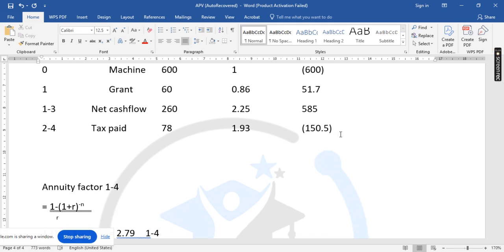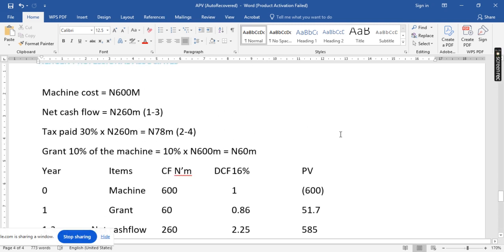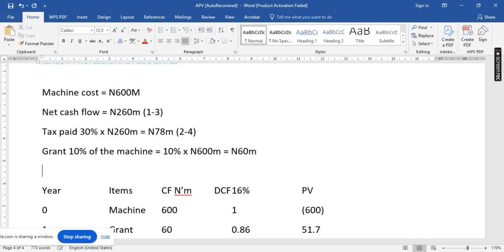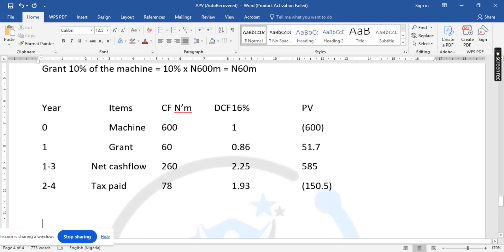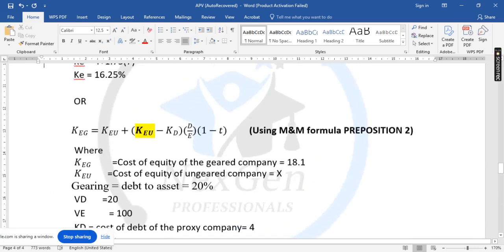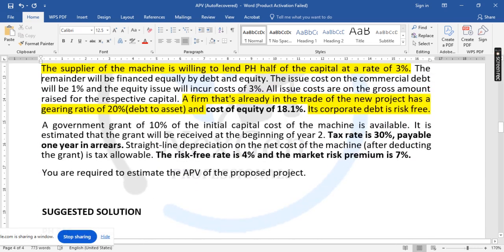The next thing you need to calculate is the tax savings. Don't forget that in the question, we're told that the capital allowance is allowed. The depreciation is allowed for tax purposes. Class, let's quickly go back and check. The tax rate is 30%. The straight line depreciation on the net cost of the machine.